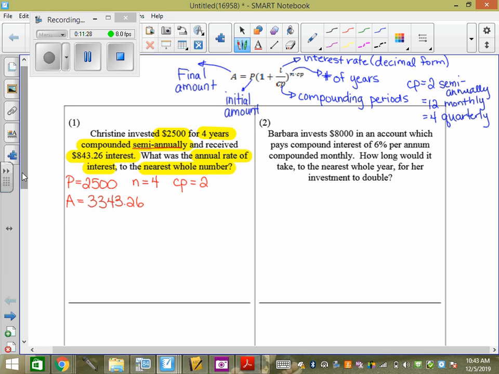So let's fill in what we do know. Oh, the only thing we're missing is what? Little i. We don't know what that is, the interest rate in decimal form. So let's fill in what we do know. We know our final amount is $3,343.26, and it equals $2,500. And then we have 1 plus the interest rate divided by 2 to the 4 times 2, because they're multiplied.